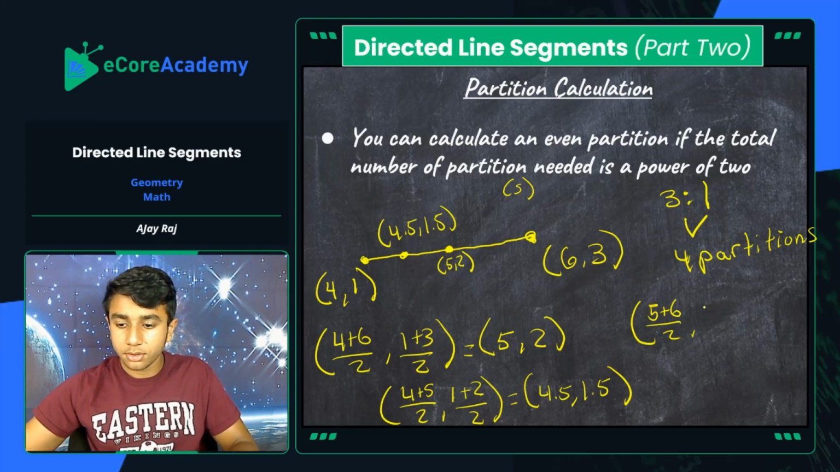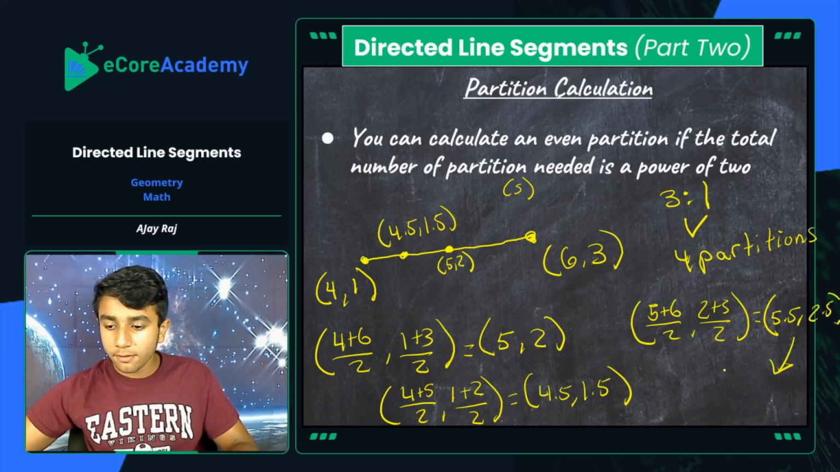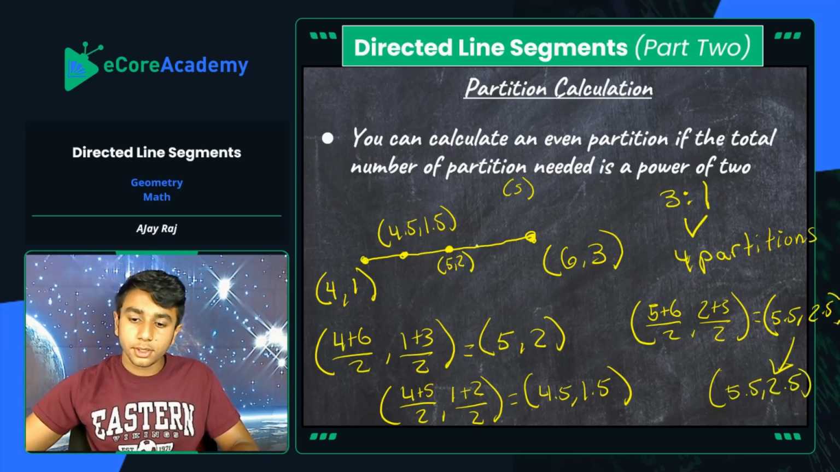Add 2 and 3 divided by 2. And that gives us 11 divided by 2, which is 5.5, comma, 5 divided by 2 is 2.5. So we'll write that down here, 5.5, comma, 2.5. So we can mark that off here as 5.5, comma, 2.5.